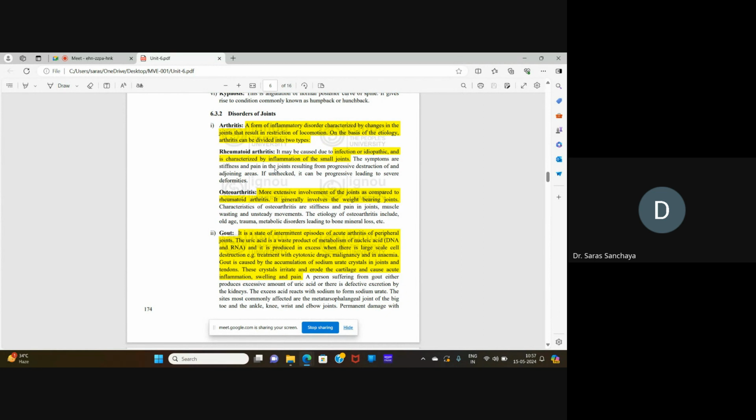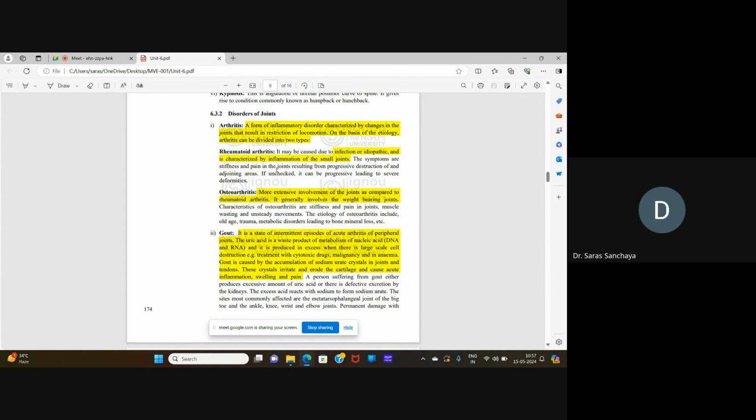On the basis of etiology, arthritis can be divided into mainly two types. Rheumatoid arthritis may be caused due to infection or idiopathic and is characterized by inflammation of the small joints. Osteoarthritis, more extensive involvement of the joints as compared to rheumatoid arthritis. It generally involves the weight bearing joints.